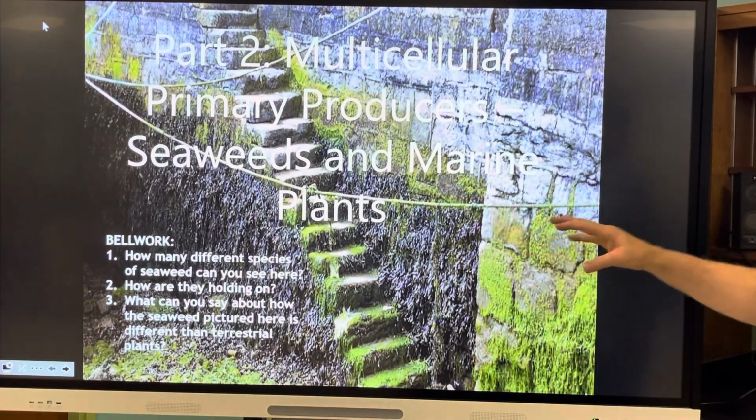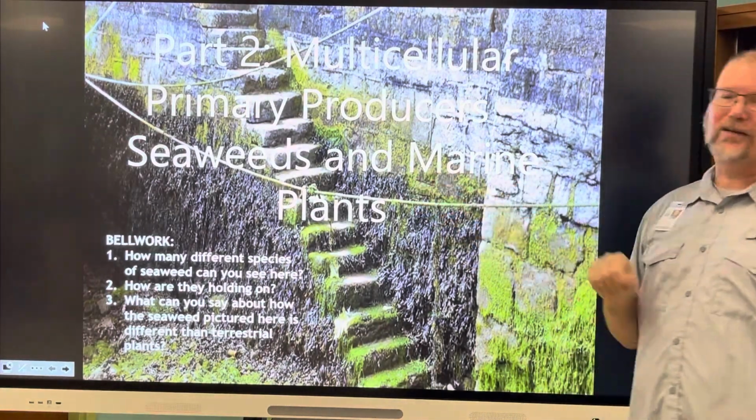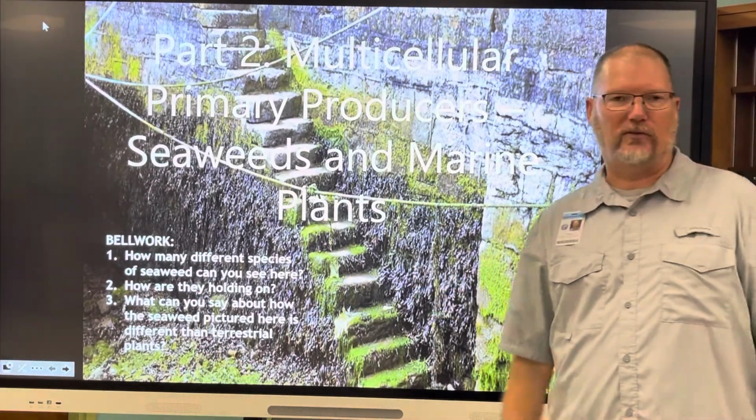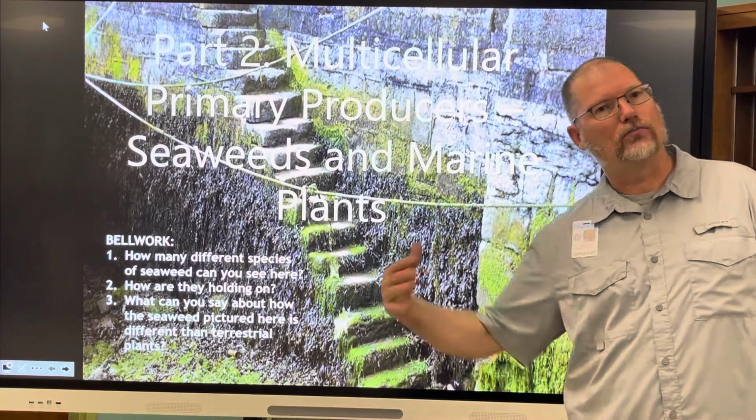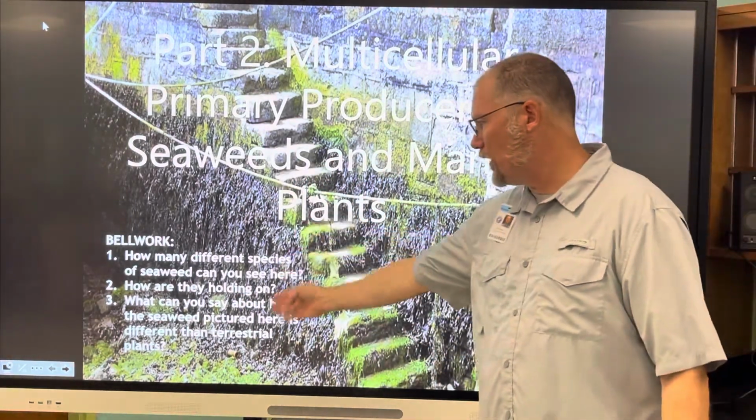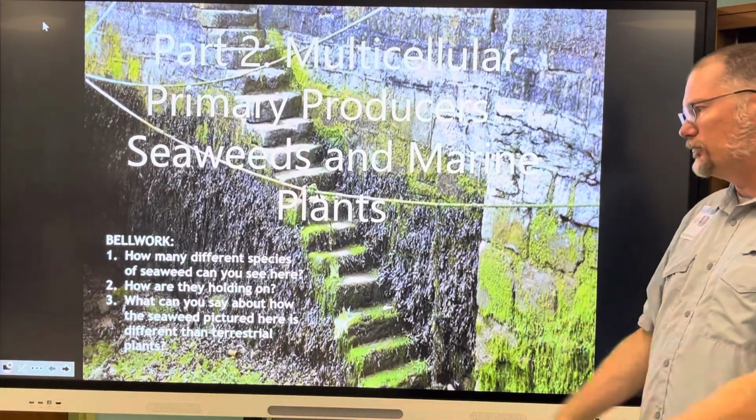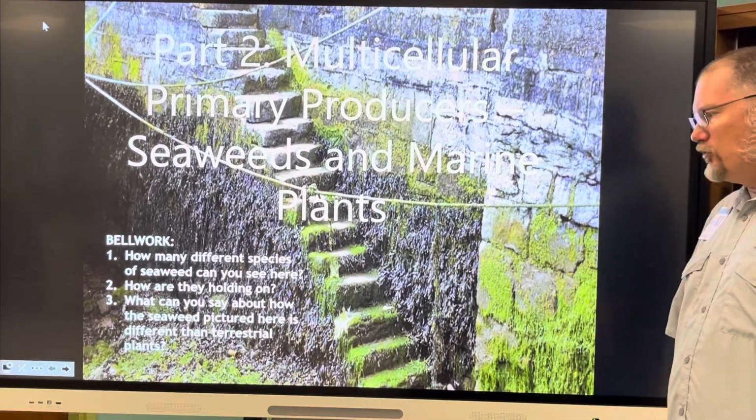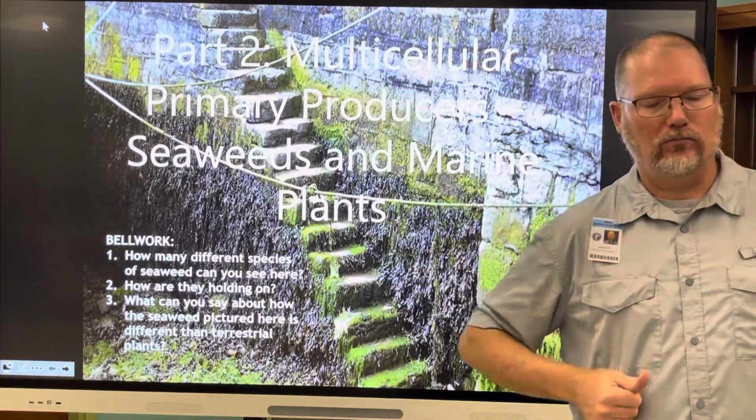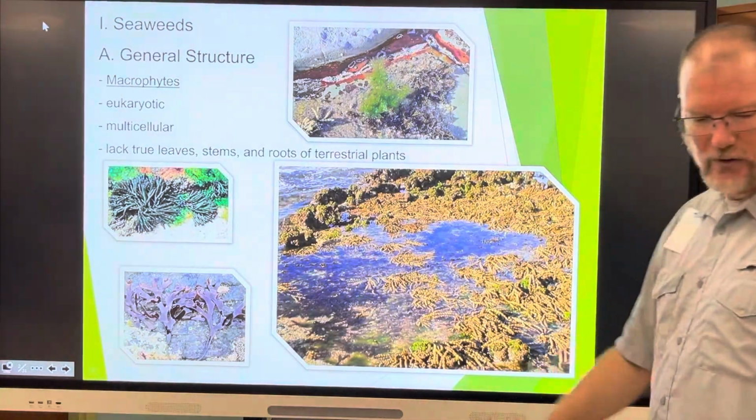Some of those are producers, of course, but these are the multicellular ones. Seaweeds and marine plants, everything from the basic seaweed you see on the beach to mangrove trees. That's what we're going to talk about now, all right? And I hope that you were able to answer some of those thought questions. You're going to see if any of them are right after these notes, okay? So we're going to start with the seaweeds.